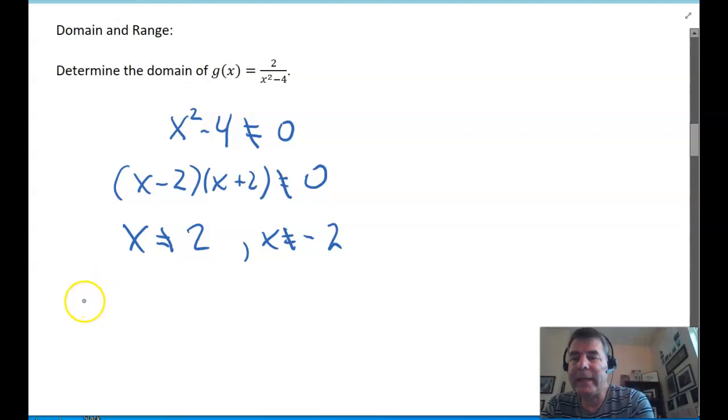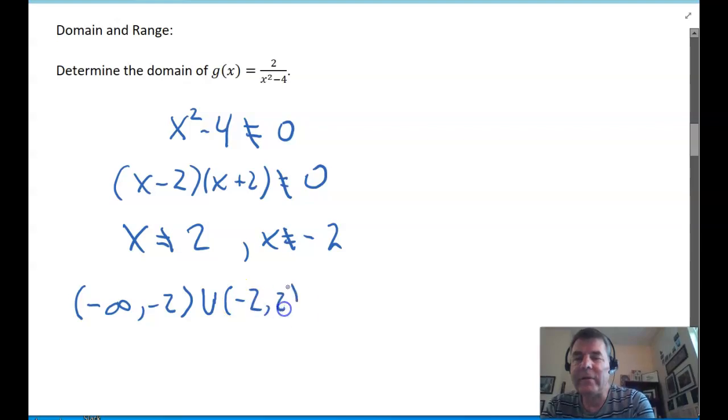If we put that in interval notation, it would be negative infinity to negative 2, and then negative 2 to 2, and then 2 to infinity. And I use parentheses because I can go up to but not include negative 2, and I can go up to but not include 2.